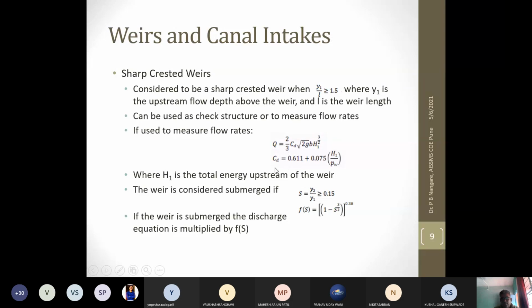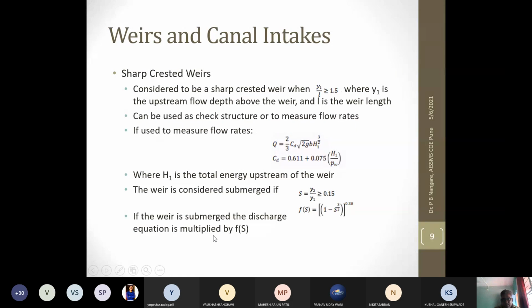And the coefficient of discharge is now equal to 0.611 plus 0.075 times H1 by PW, where PW is the crest height, or weir height, and according to the wave height you need to find out the water pressure. H1 is the total energy upstream of the weir according to the TL, and the weir is considered under submergence where S equals Y2 by Y1 is greater than 0.5.